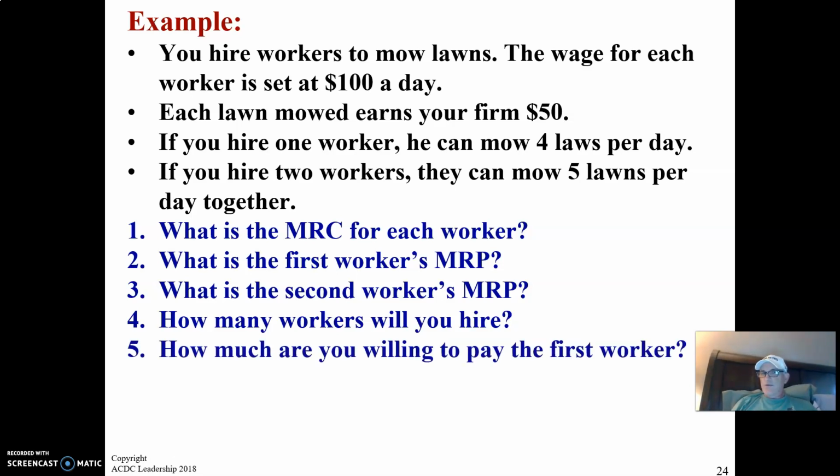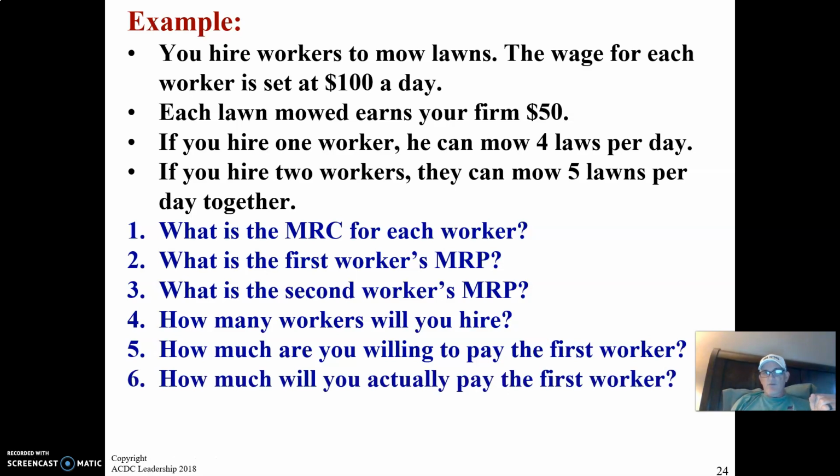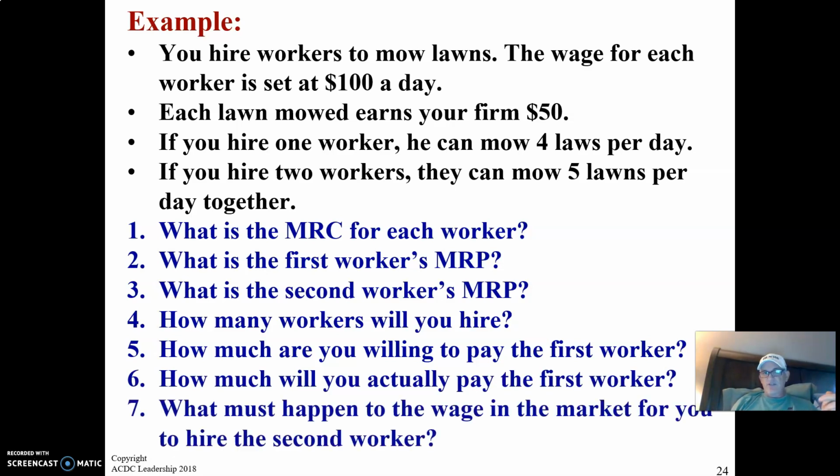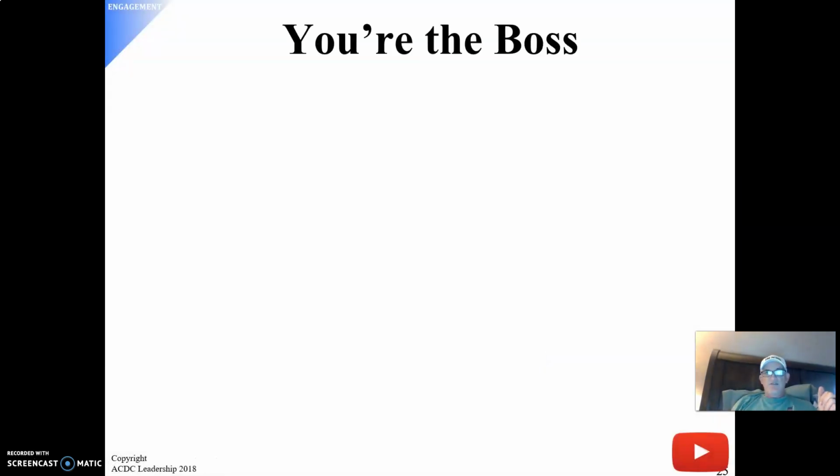Okay. Now, how much would we be willing to pay that first worker? If you think about it, we don't have to worry about it because it's perfectly competitive. But we would be willing to pay him $200, right? Because he brings in $200, and that would be 0 economic profit, a positive accounting profit, and so on and so forth. Okay. And so we're actually going to pay him $100. We don't have to pay him $200. And so what would have to happen to the wage in the market for us to hire the second worker? Well, he's bringing $50 to the table, right? He's increasing business by $50. Then the wage would have to go down to $50, and then we would hire that particular worker.